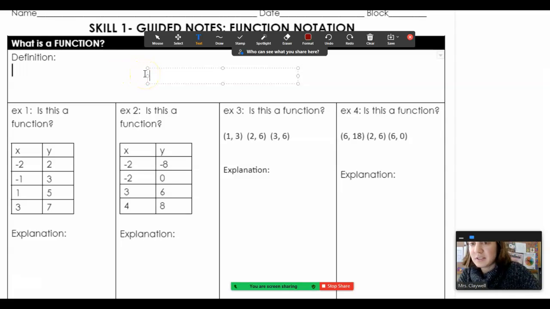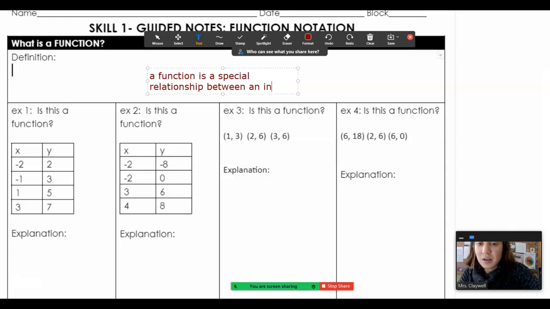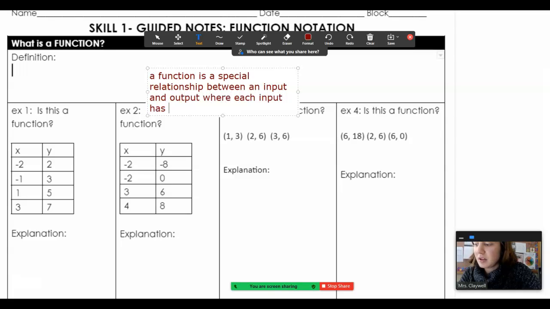So we're going to start with what is a function. A function is a special relationship between an input and output, where each input has only one output.